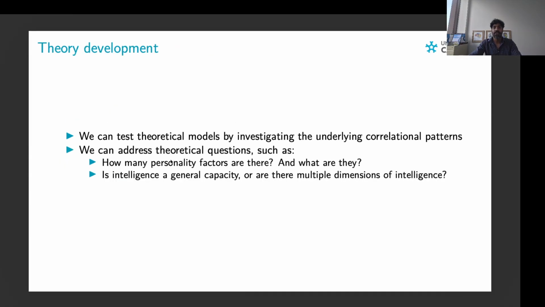So for theory development, we can test theoretical models by investigating the underlying correlational patterns. So you have a look at what the relationships are between factors and items and get a sense of what the constructs may be that are there. And so we can address theoretical questions such as how many personality factors are there and what are they? Is intelligence a general capacity or are there multiple dimensions of intelligence?